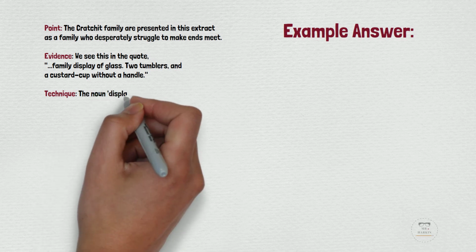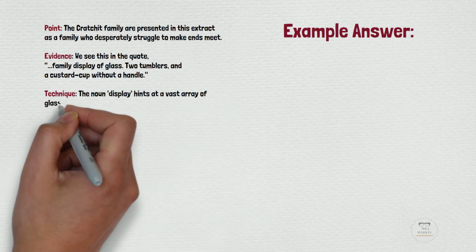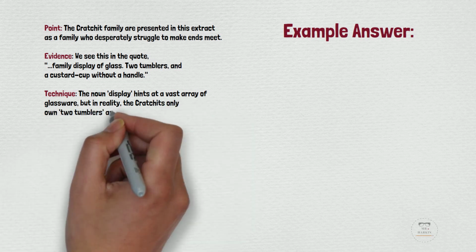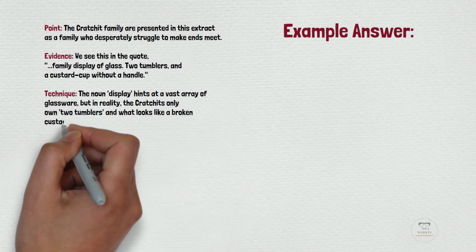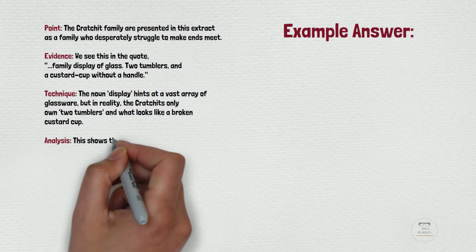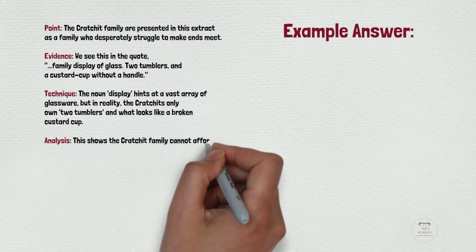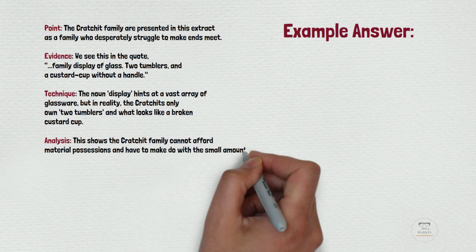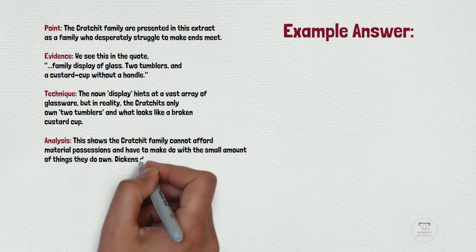"family display of glass, 2 tumblers and a custard cup without a handle." The noun "display" hints at a vast array of glassware, but in reality, the Cratchits only own 2 tumblers and what looks like a broken custard cup. This shows that the Cratchit family cannot afford material things and have to make do with the small amount of things that they do own.